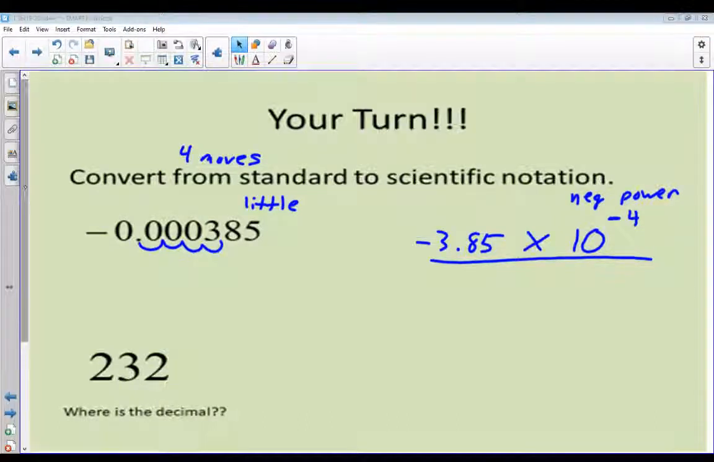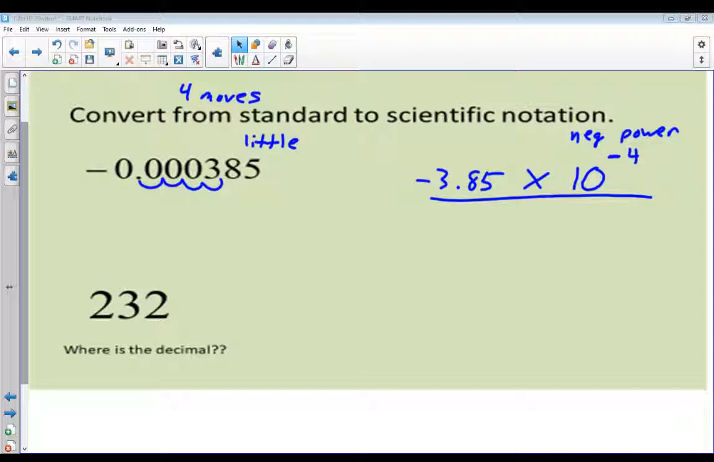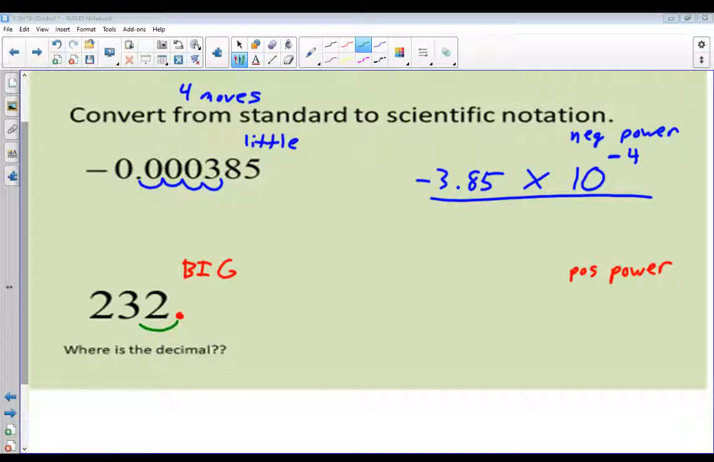Now take a look at the second one, 232. And if you're not sure where the decimal is, make a new one. Usually the decimals are always in the back if you don't see them. So start off by noticing that we have a big number. And if we have a big number, that means positive power. Just going to make that note, and then let's continue. All right, so first, I got to move this decimal to get a number between 1 and 10. So 1, I'm getting close, 2, bingo, that'll work. 2 moves.